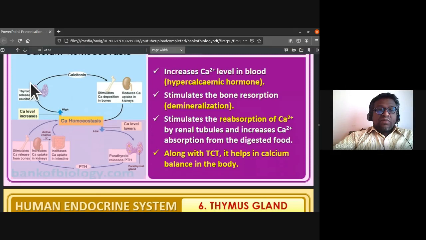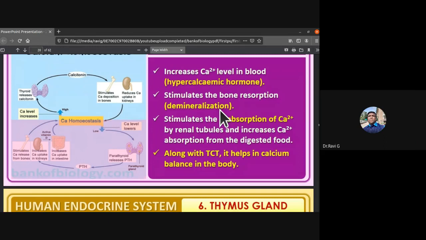See, calcitonin is going to decrease the amount of calcium, whereas the parathyroid hormone, when released, increases the calcium uptake. Reabsorption of calcium ions from bones, that is demineralization, reabsorption of calcium ions from renal tubules, and increased calcium ion absorption from the digested food. So along with thyrocalcitonin, the parathyroid hormone helps in calcium balance in the body.